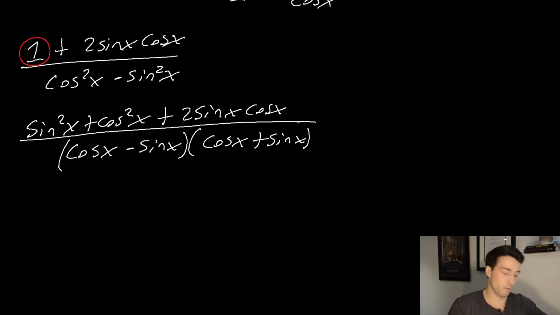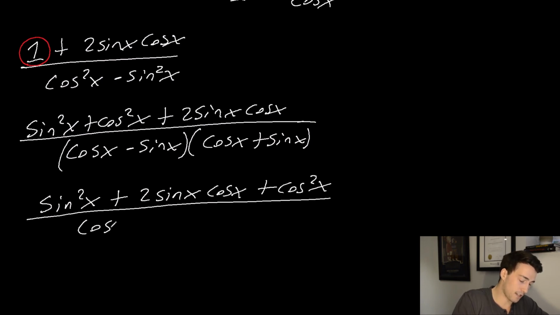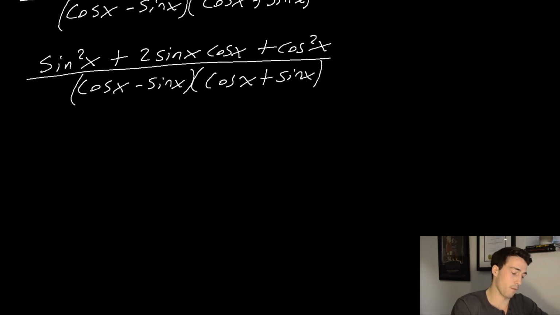I'm going to rewrite the numerator to make it a bit more clear, but what we have is sine squared x plus 2 sine x cos x plus cos squared x, and that's all over cos x minus sine x multiplied by cos x plus sine x. And again, I told you this one was a tricky one, but we're going to have to now use this and understand that this is really just a squared plus 2ab plus b squared. So this is our perfect square trinomial in the positive form.